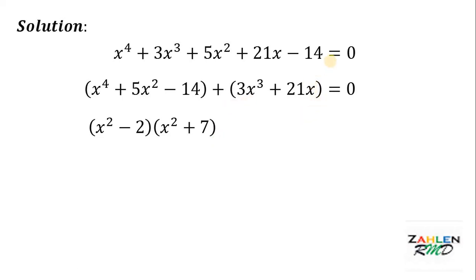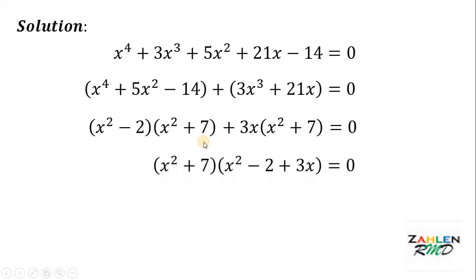And on the other group, we can factor out 3x. If we do that, we get 3x multiplied by x squared plus 7. Next, as you can see, we have a common factor of x squared plus 7. So we can factor out x squared plus 7 like this. We have x squared plus 7 multiplied by x squared minus 2 plus 3x. Next, rearrange so that the exponent of x is in decreasing order. So we have x squared plus 3x minus 2 and it is equal to 0.